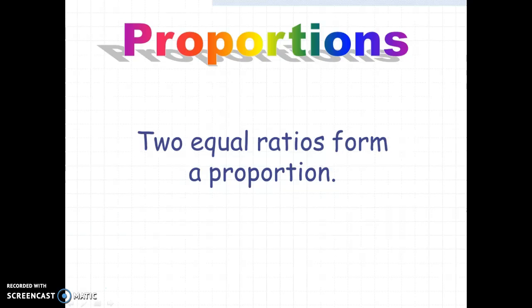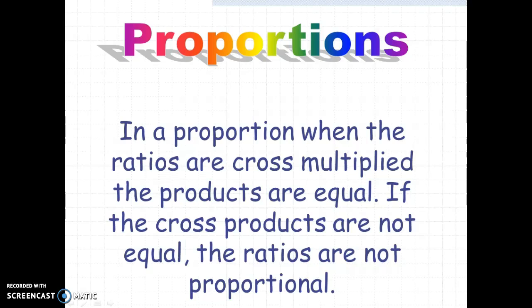Now into proportions. A proportion is when you have 2 ratios that are equal to each other. So 2 equal ratios form a proportion. In a proportion, when the ratios are cross-multiplied, the cross products are equal. If they are not equal, the ratios are not proportional. I'm fixing to show you some examples.